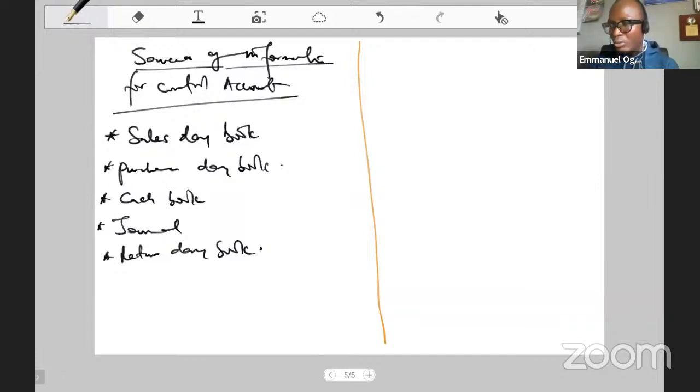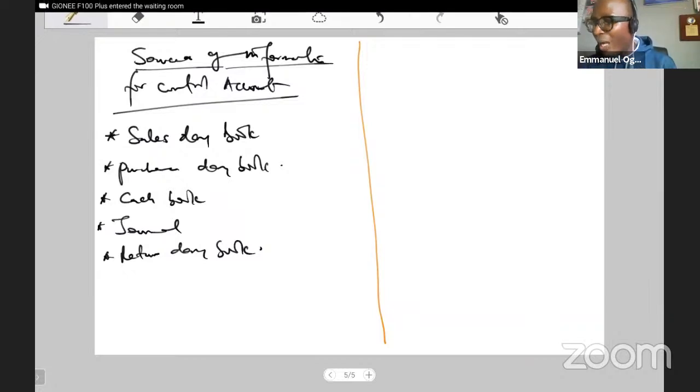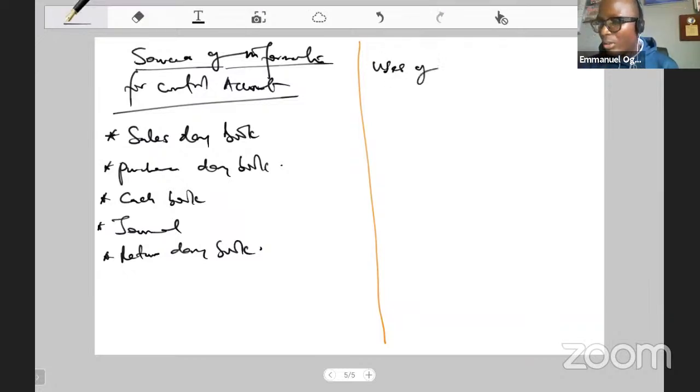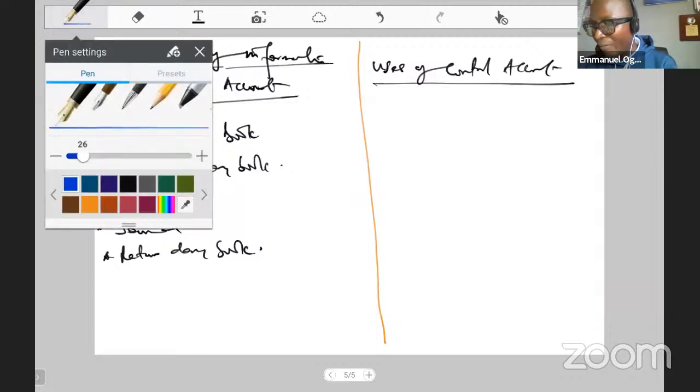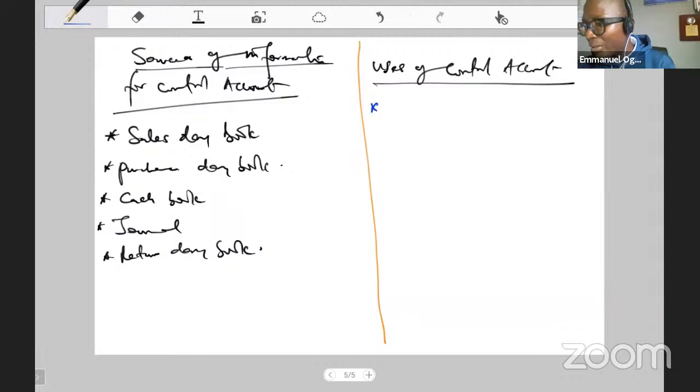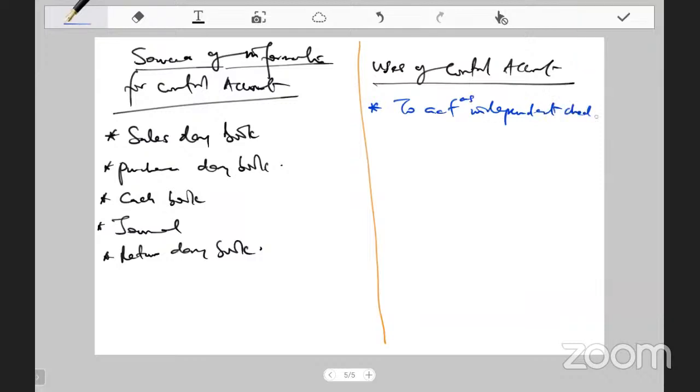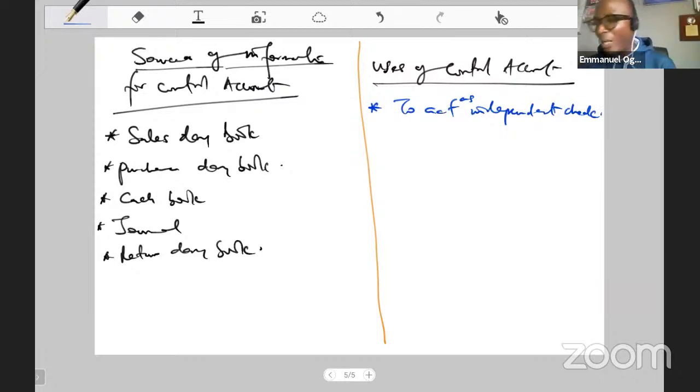Now, class, most times in your exam, an examiner will ask you, what are the uses of control account? So we are going to underline those uses because they are very, very important. Number one is to act as an independent check. So what is the first reason why we are preparing control account? To act as an independent check.